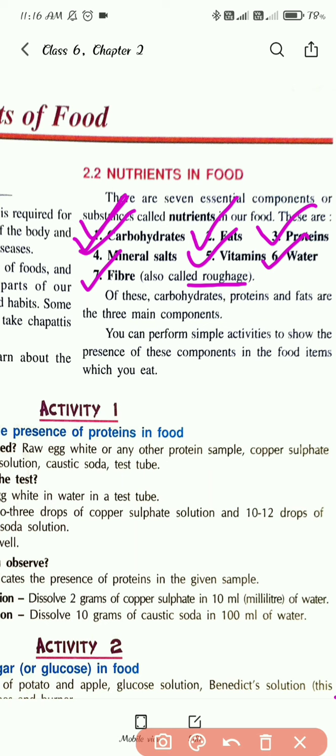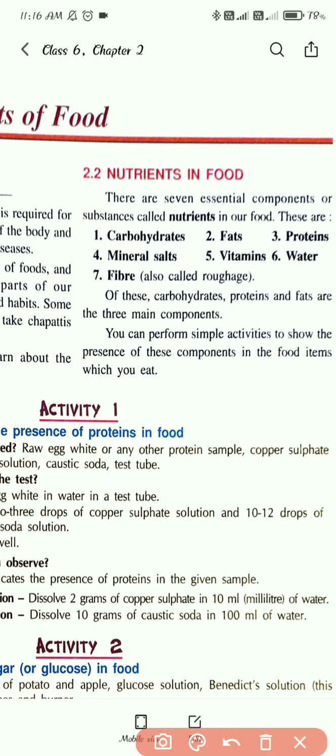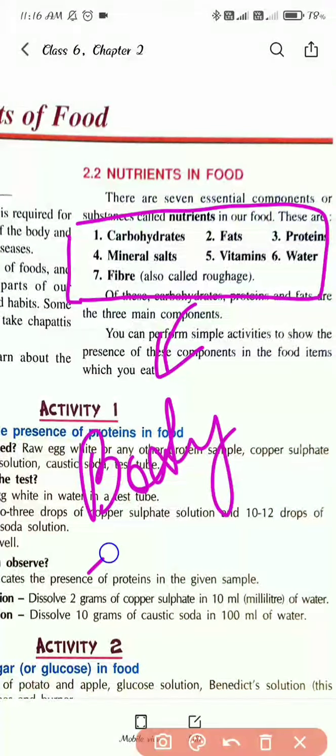So these are the 7 essential nutrients present in the food, and because of those nutrients only, the food becomes very essential for us. We eat food because of these 7 main nutrients. These nutrients are very essential for our body. We need these nutrients for our body. Only if we consume these nutrients will we be able to grow, do our daily activities, and keep our health in good condition.